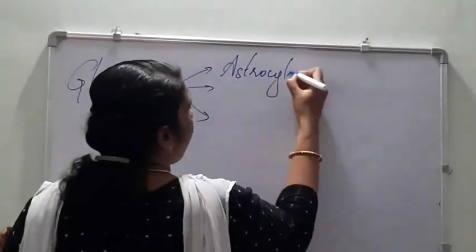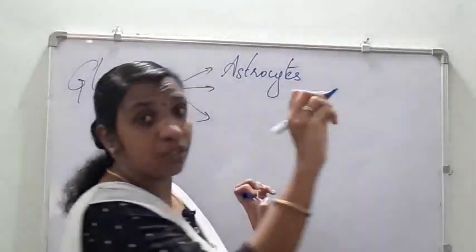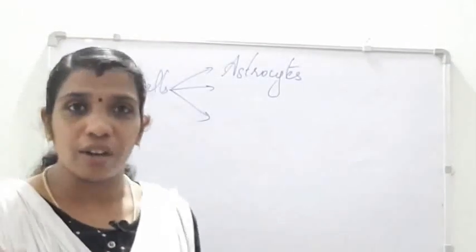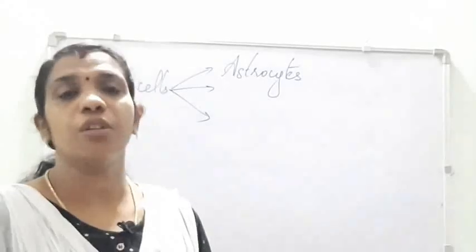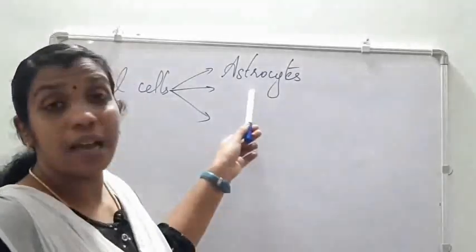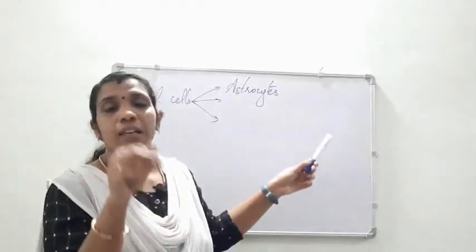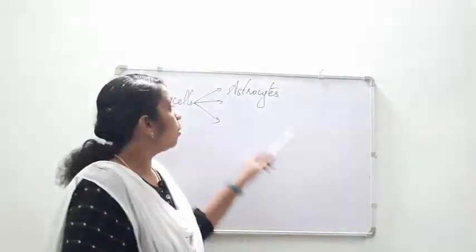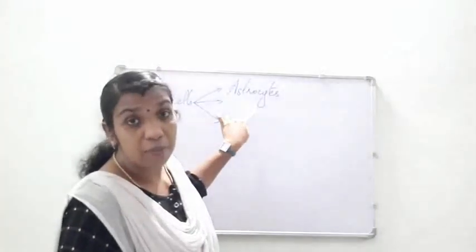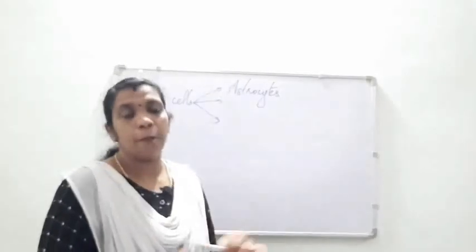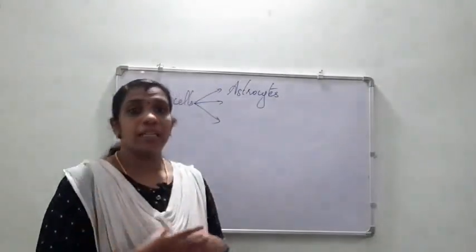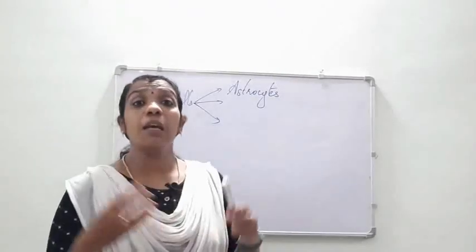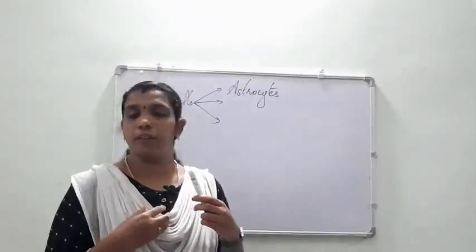You all know about astronomy, astrology. What is meant by astro? Astro means star. So these are star-shaped cells, or stellate. The shape of a star is also known as stellate. So astrocytes are star-shaped cells or stellate cells. And these astrocytes are responsible for maintaining the biochemical environment.